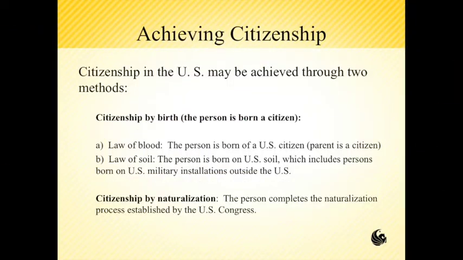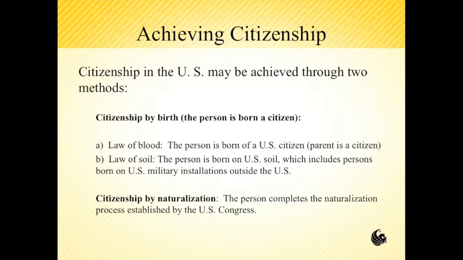Remember, from the 14th Amendment, it said you are either a natural born or naturalized citizen. So those are the two different methods of becoming a citizen in the United States. You're either a citizen by birth or a naturalized citizen. Now remember, earlier in the year, we talked about the two laws that determine if you are a natural born citizen. The first is the law of the blood. The person is born of a U.S. citizen parent. So, as long as one of your parents is a citizen of the United States, you will also be a natural born citizen. That's the law of the blood.